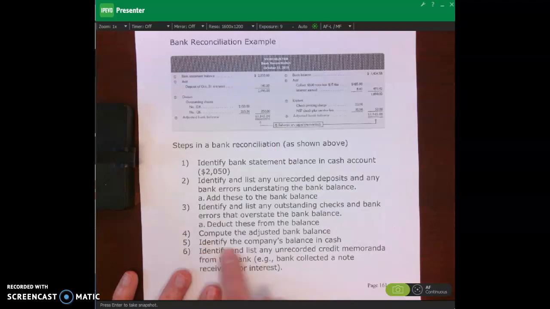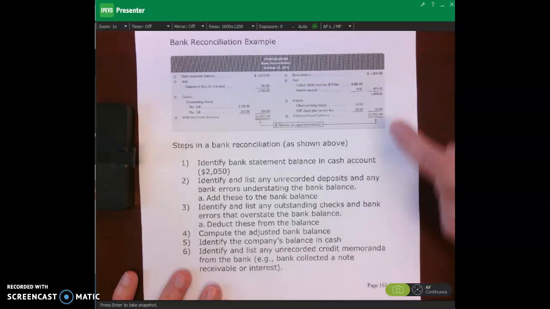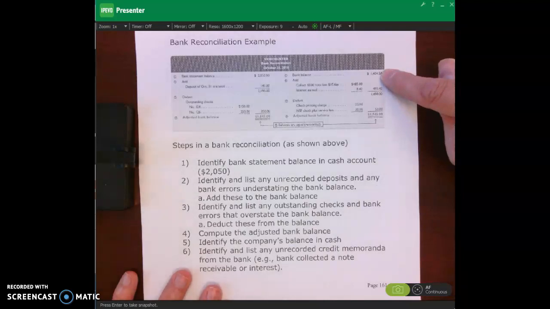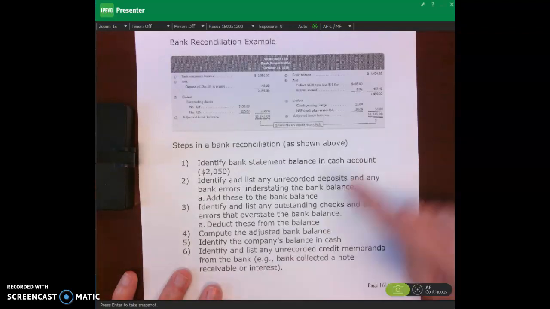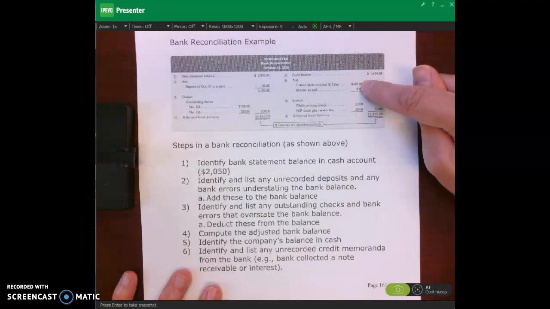Step 5, identify the company's balance in cash. That's right up here, $1,404.58. Where do we get that from? The general ledger. Step 6, identify and list any unrecorded credit memorandum. So the bank collected a note receivable and then interest, and that's right over here. They collected on a note receivable.